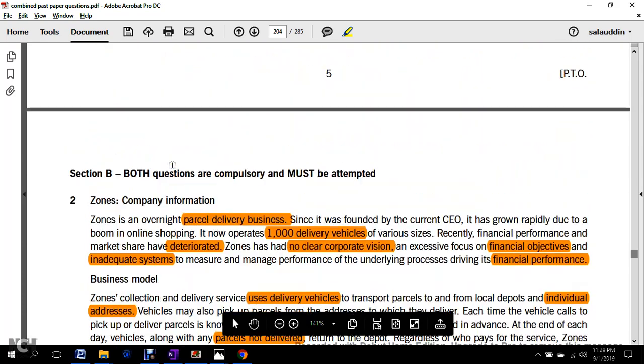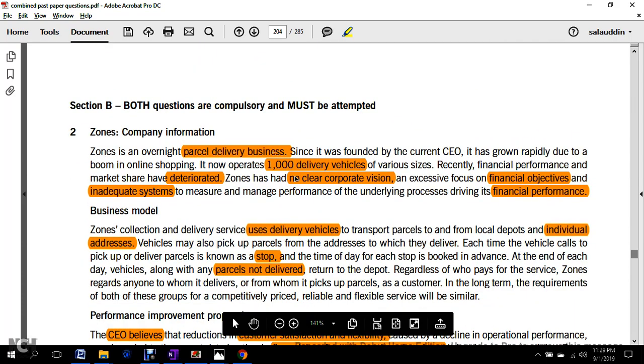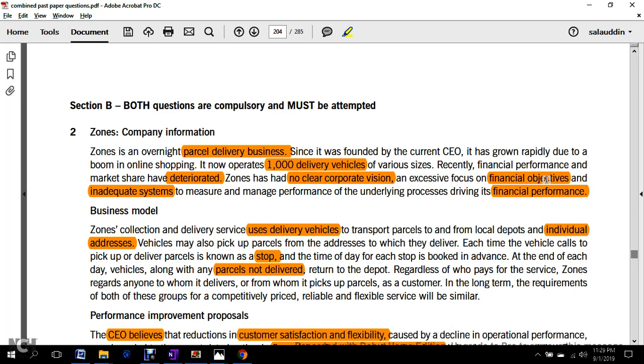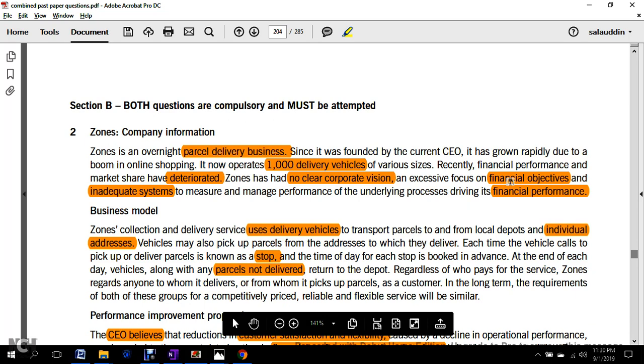Why? Because here it is said that the organization has an excessive focus on financial objectives and an inadequate system. So by following the pyramid, their systems will be sufficient to measure their performance, and they will have a mix of financial and non-financial issues.